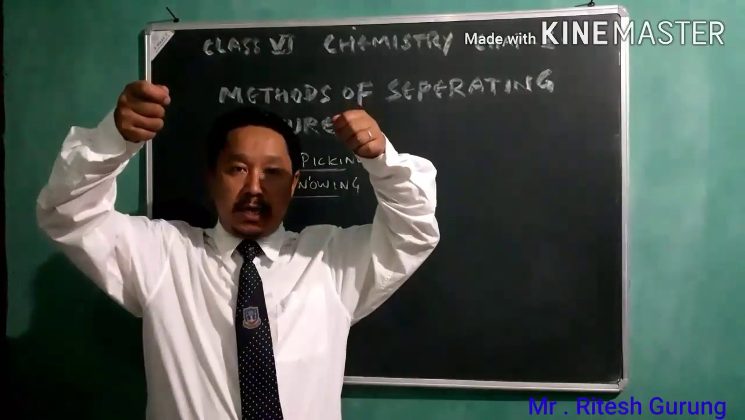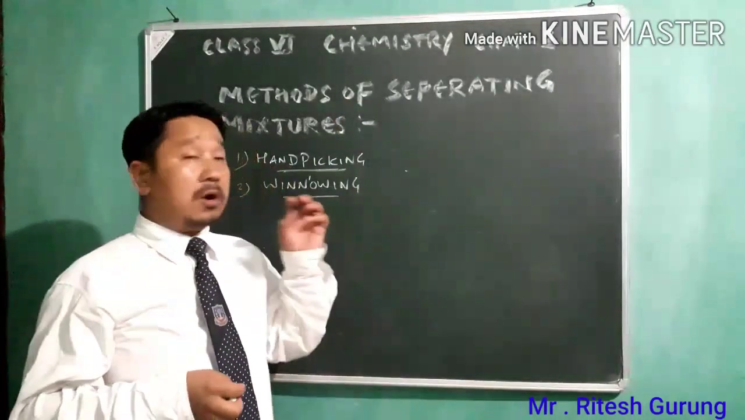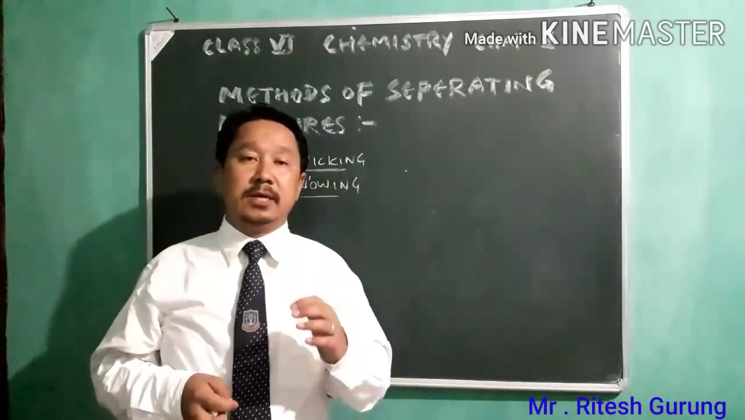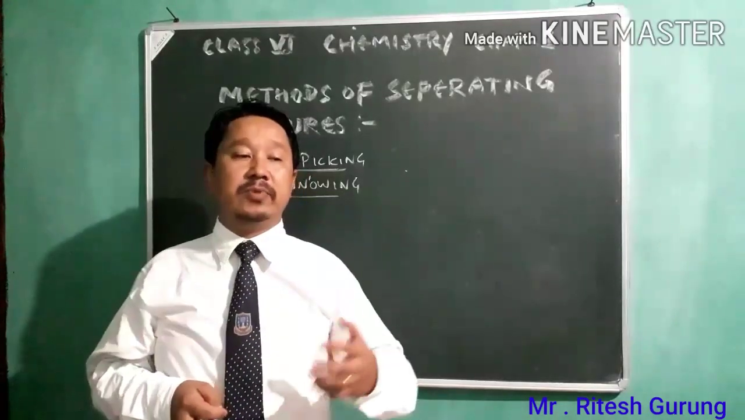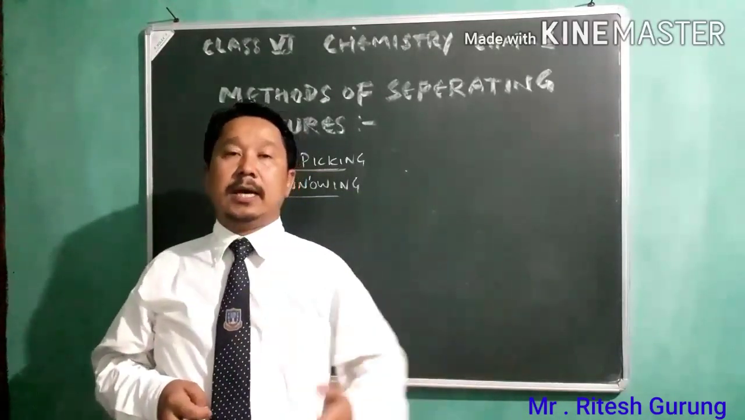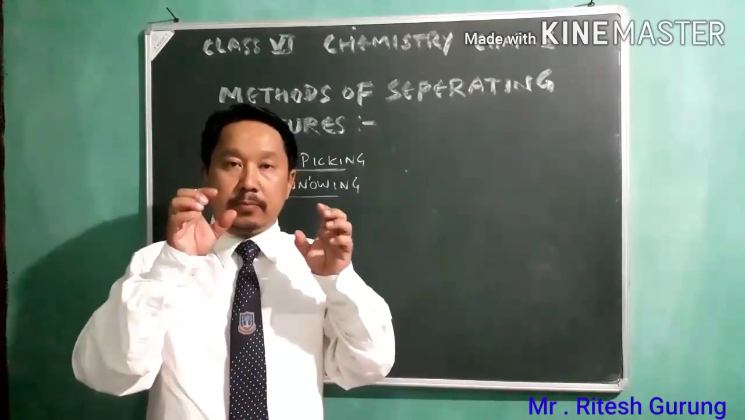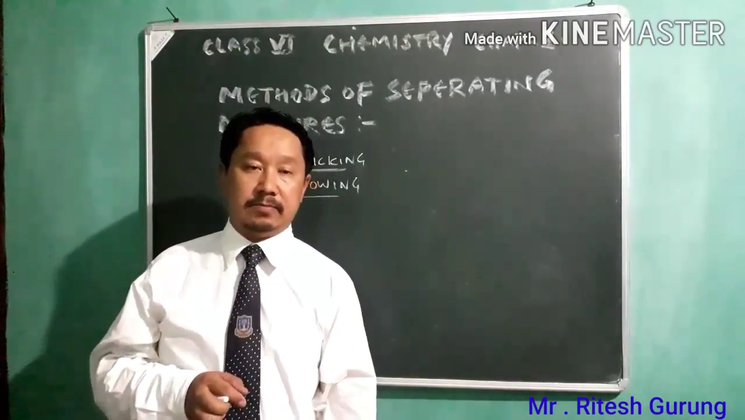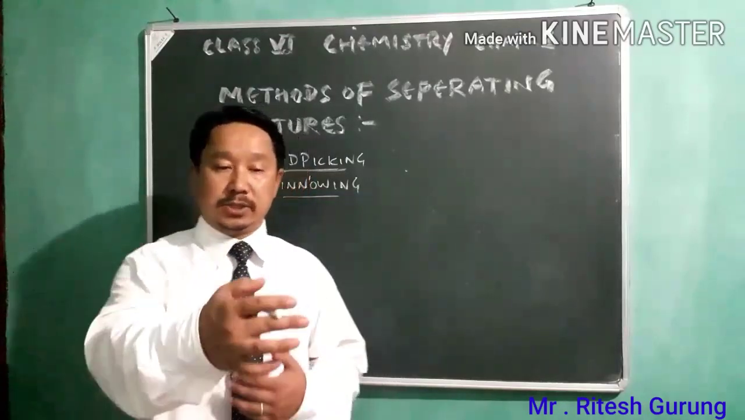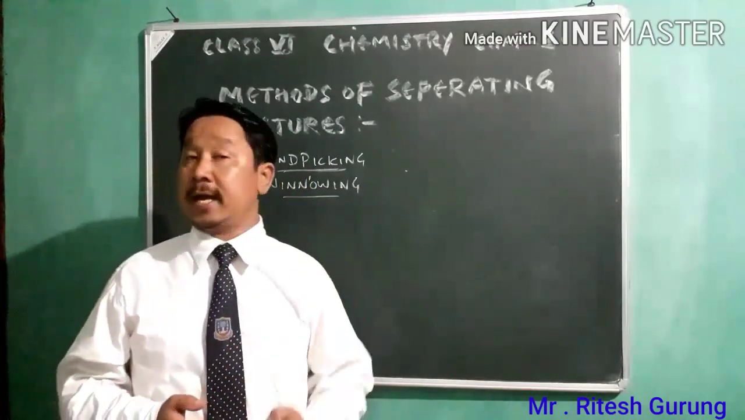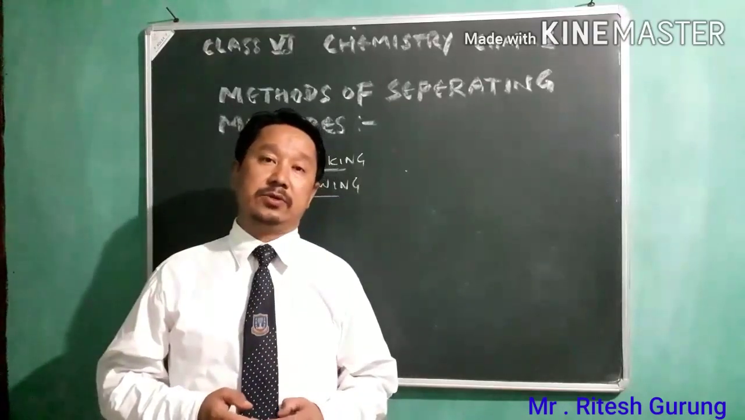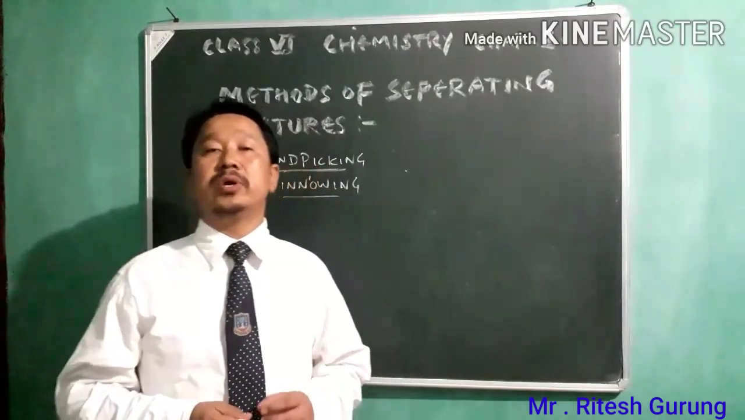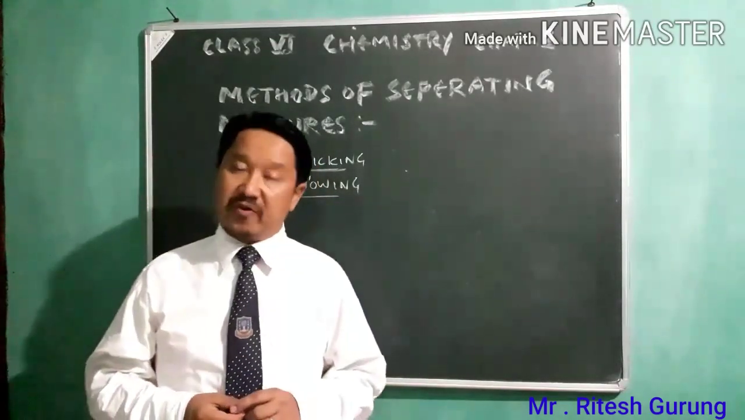When they are falling, the husk, being lighter, will be carried away by the wind a little away, and the wheat grains, being heavier, fall down right there. So these two things, husk and the wheat grains, are separated. This method is called winnowing, which is used by the farmers.